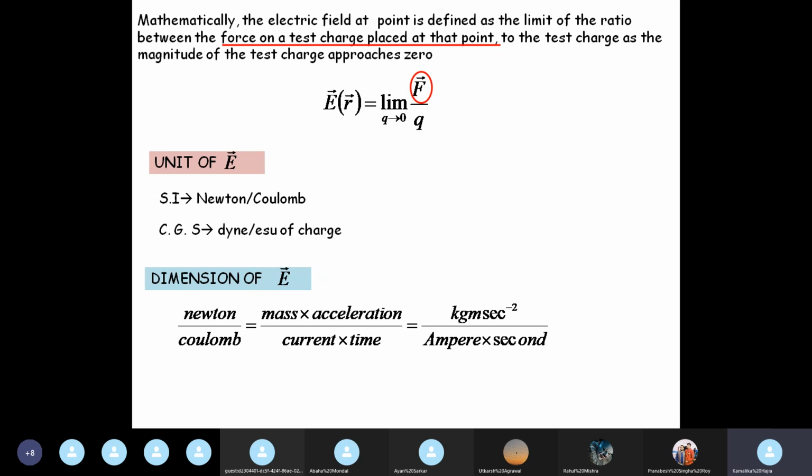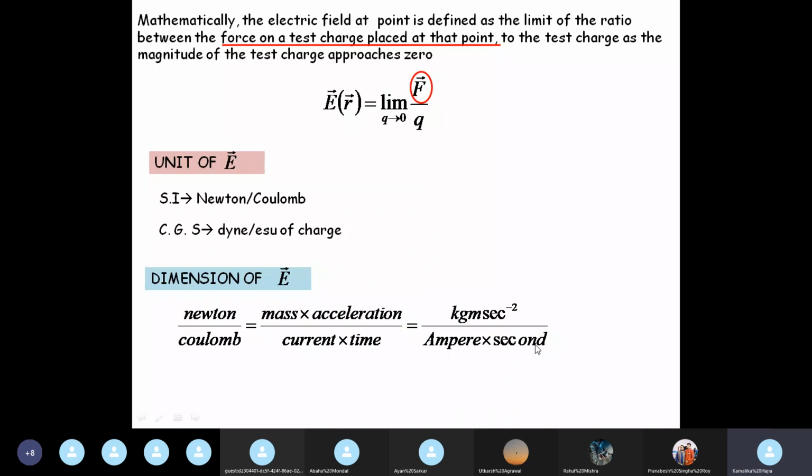Newton by Coulomb. Now Newton means force, which is mass into acceleration, and Coulomb means current into time. We know current equal to charge by time, so Coulomb equal to ampere into time. So in the MKS or SI unit, mass is kg, acceleration is meter per second square. So the numerator is kg meter per second square, and the denominator is current into time, so ampere into second.